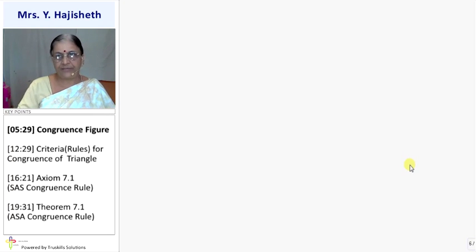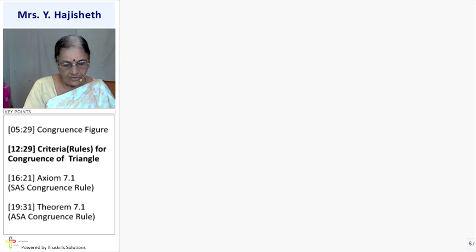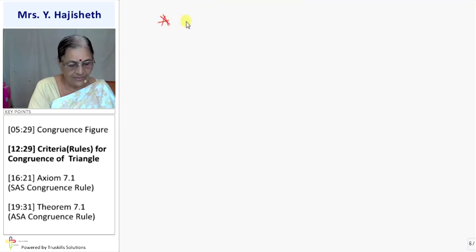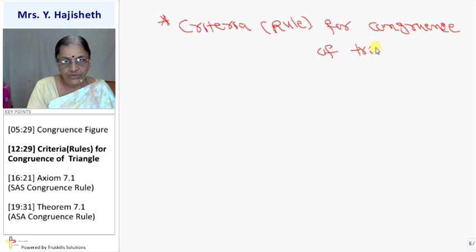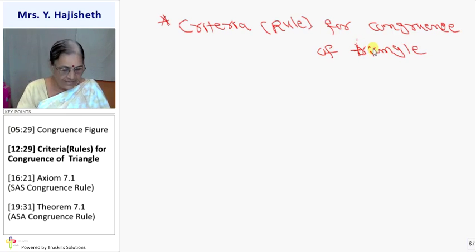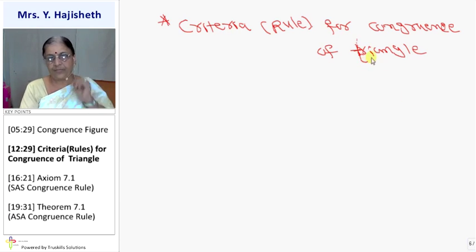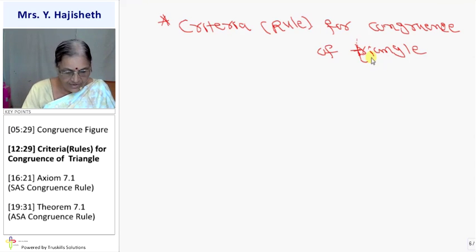Now, second point, rules or criteria for congruence. Right? Congruent triangle ka matlab samajh mein aaya? Now, criteria, or we can say rule for congruence of triangle. Maine jaisa bola na, instead of 6 measures, khali 3 are more than sufficient. All 6 karne ki jarurat nahi apne ko, only 3 are sufficient. The criteria covers only 3 corresponding measures, not all 6. Okay?